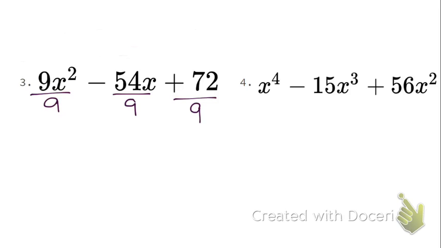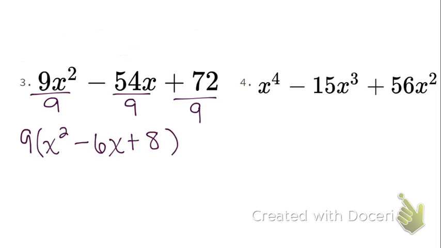All right, so when we factor that out, it goes outside our parentheses. Whatever is left over goes inside. The 9's cancel out, leaving us with x squared minus 54 divided by 9 is 6. Still an x with that. 72 divided by 9 is 8.